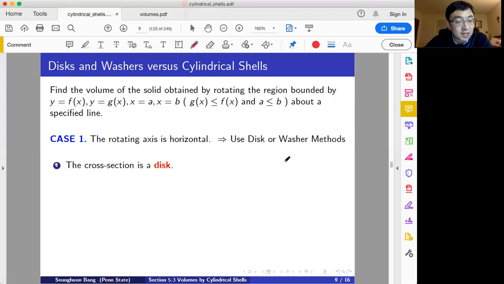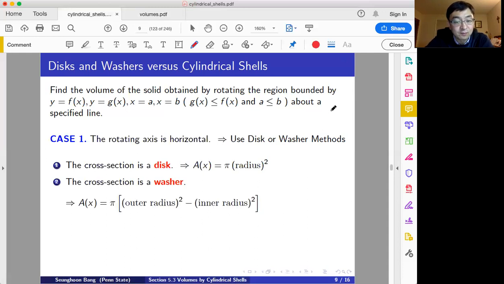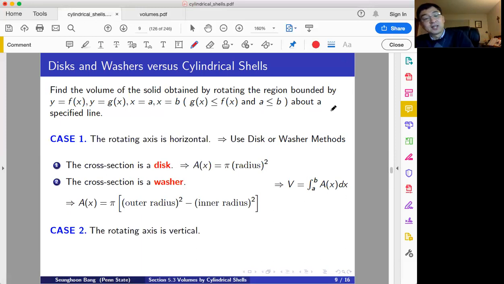So the cross section is a disk. A(x) is pi times radius squared. If the cross section is a washer, A(x) equals pi times outer radius squared minus inner radius squared. The volume is the integral from a to b of the cross-sectional area dx.